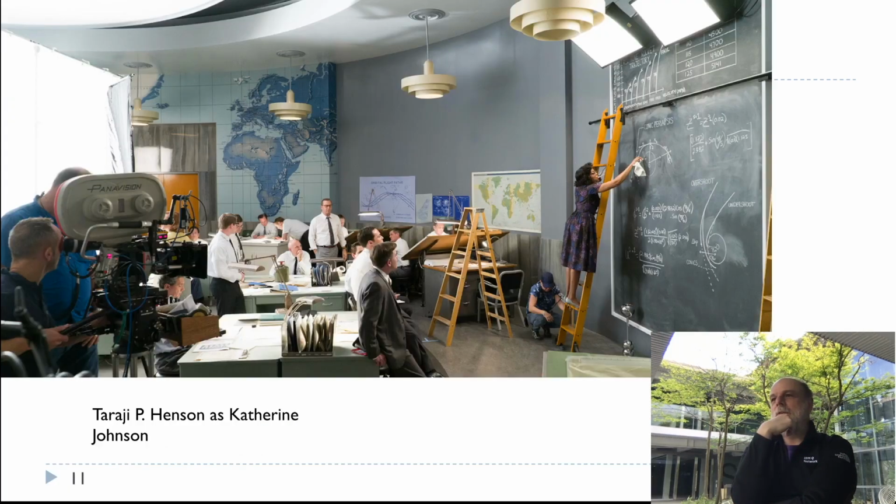One of the central characters in it is a mathematician named Katherine Johnson. Here's a picture of actress Taraji P. Henson playing her in one of the scenes. The mathematics she's writing there on the board is probably a little bit more complicated than linear algebra, but same general area.